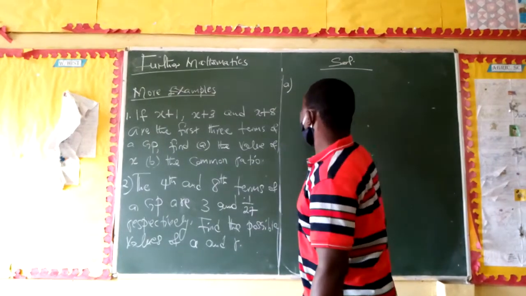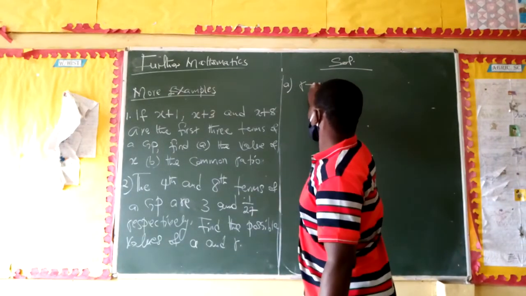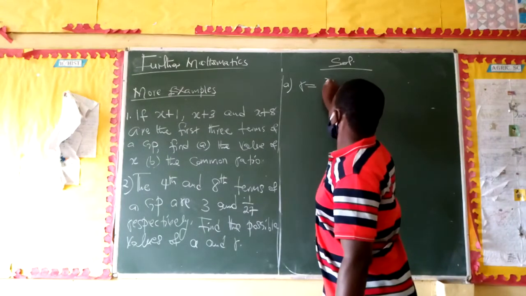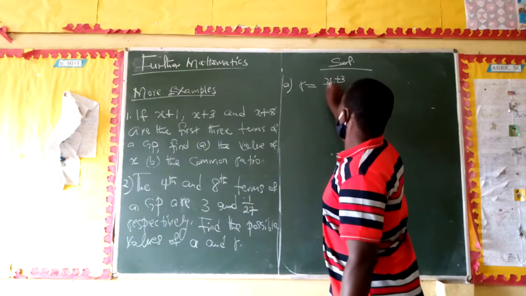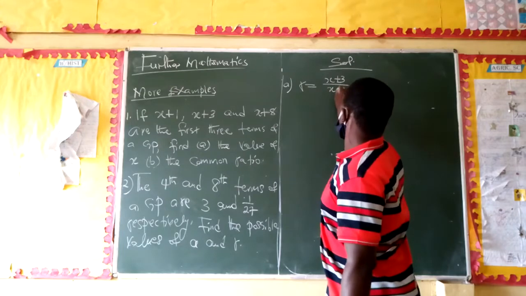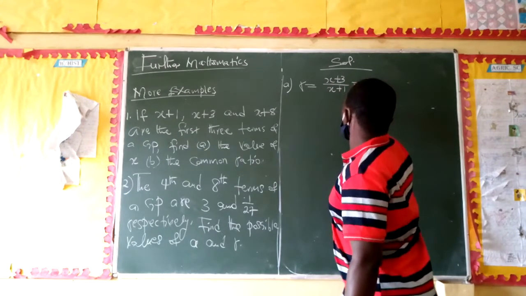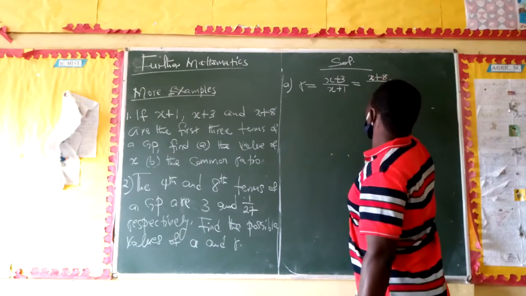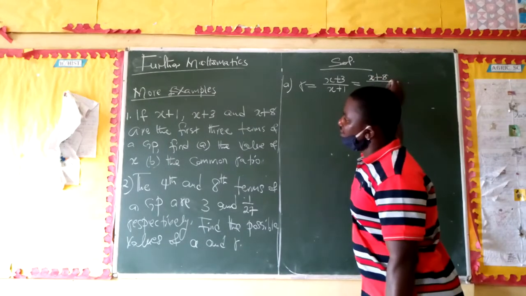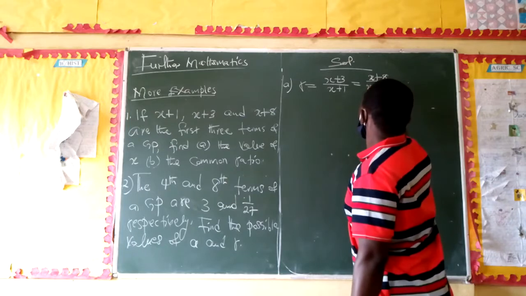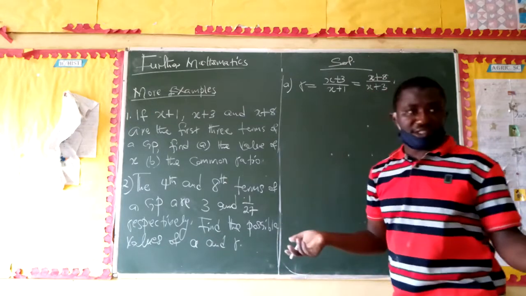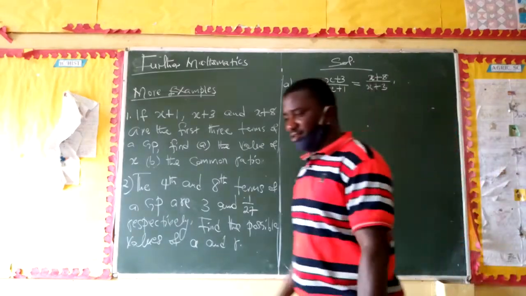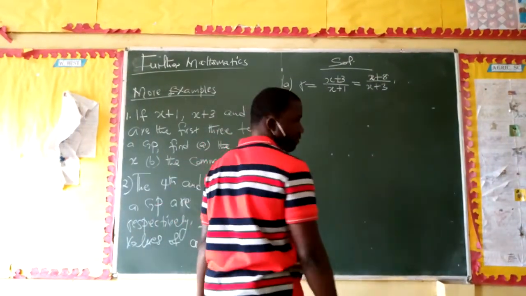So we see that the common ratio R would be the same as the second term, x plus 3, over the first term, x plus 1, which is the same thing as the third term, x plus 8, over the second term, x plus 3. This is the relationship. I take this and this, equate them, and then find the value of x. Okay? So this is not difficult.